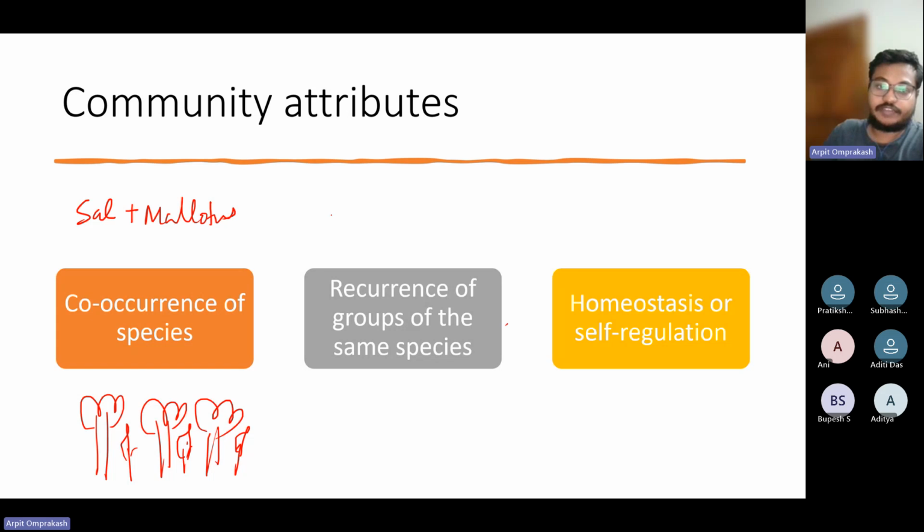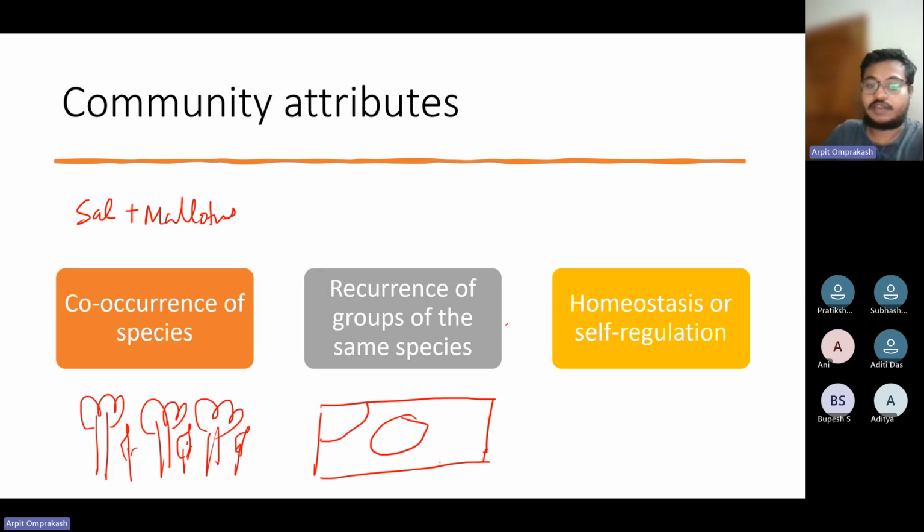So let's say we have a large area and we have, let's say, three patches of sal forest. So here we have one patch, here we have another, here we have the third. In all of these patches, 1, 2, 3, if we have sal, we'll also have mallotus. So that means both the species that co-occur tend to recur across different places also. So basically, that's another attribute of communities. The same group of species often tends to recur across different communities.